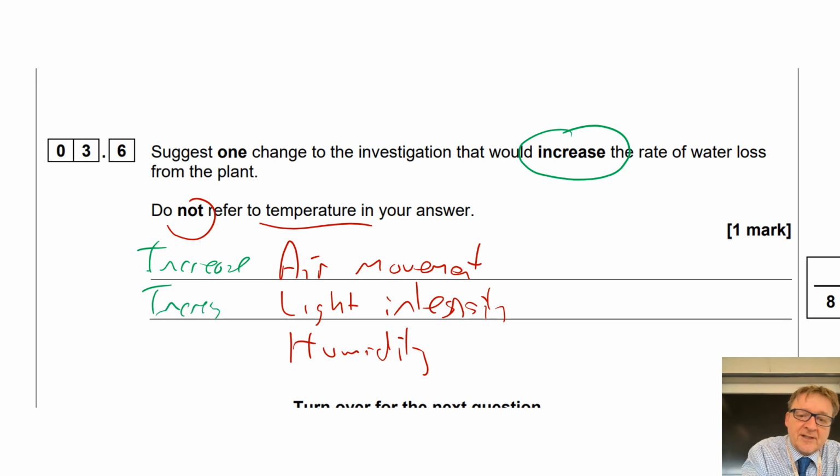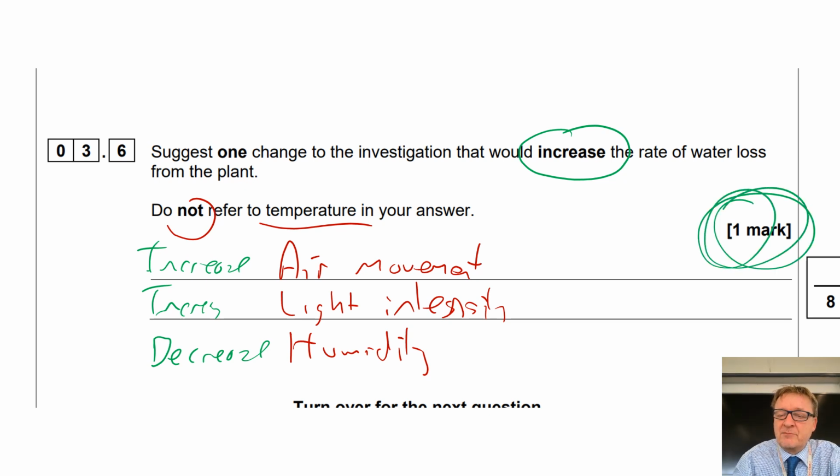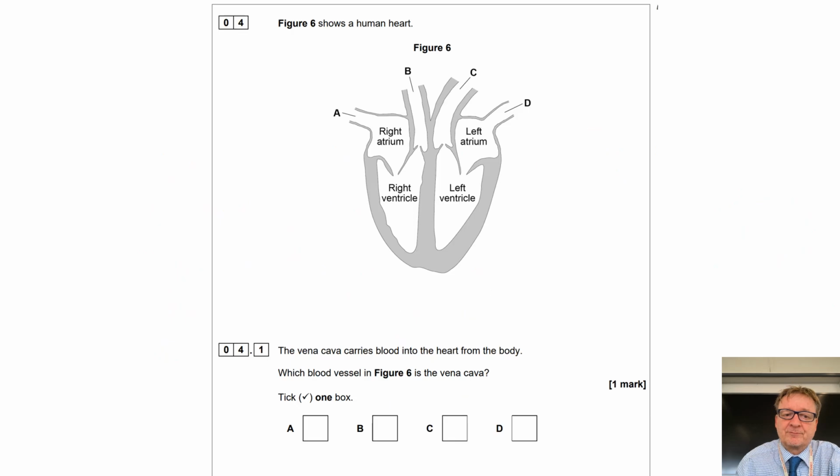Increase light intensity. So if there's more light, it's going to lose more water. Decrease humidity, because the more humidity, the more moisture in the air already, the lower the amount of water lost through transpiration. Okay, so make sure, even though it's only one marker, you're telling it as exactly as you possibly can.